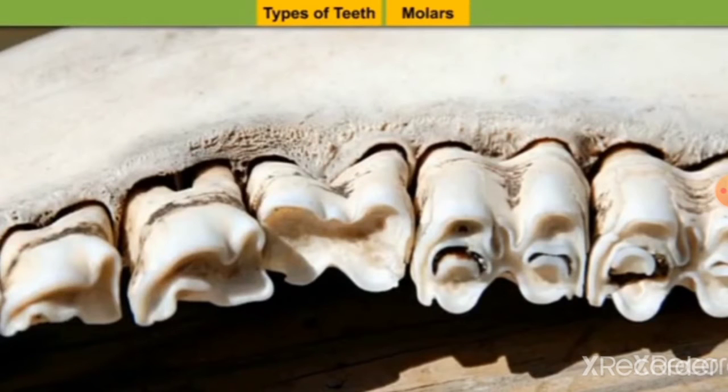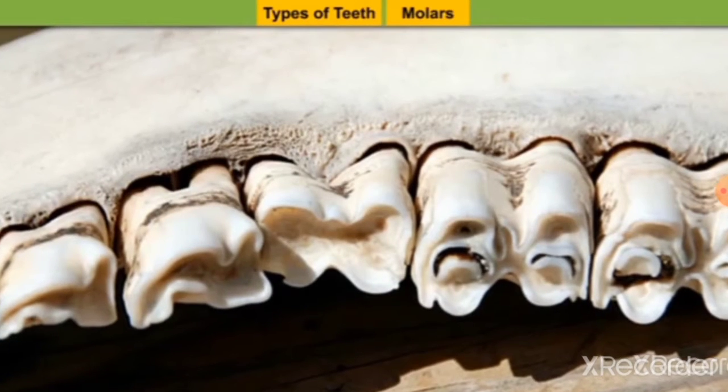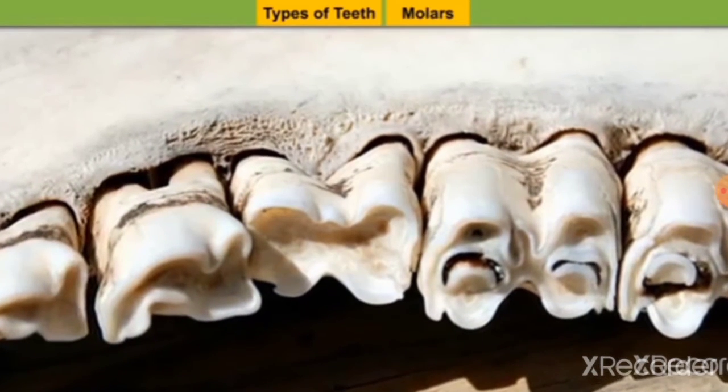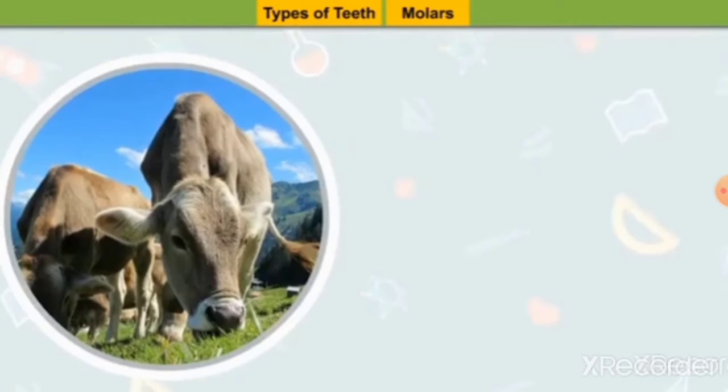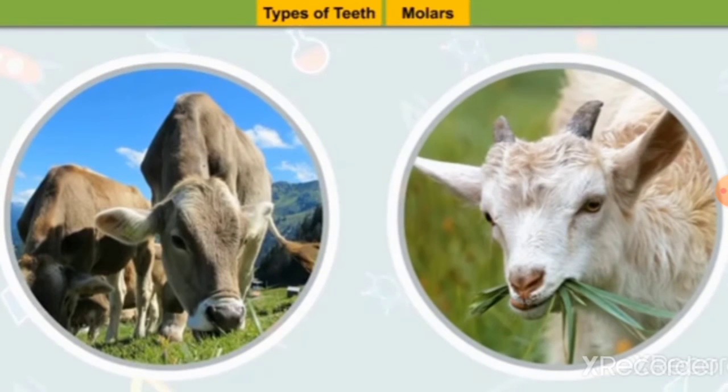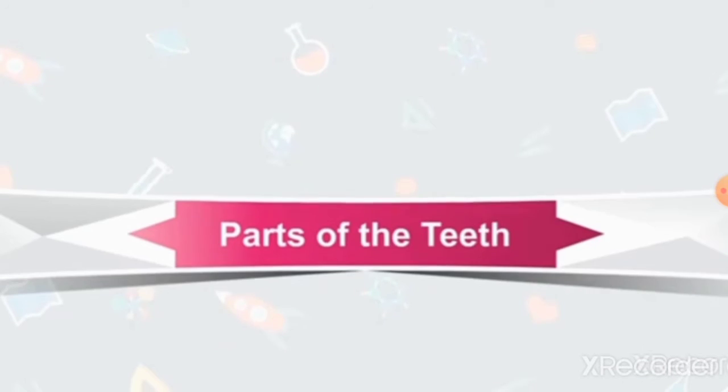The premolars and molars of plant-eating animals are very strong. They have blunt edges and wide surface area. It helps them in cutting, chewing and grinding plant leaves and stalks.